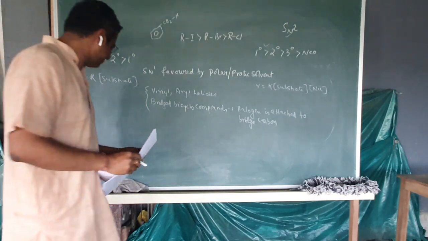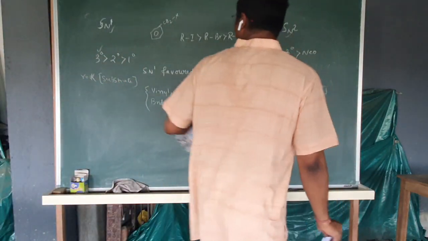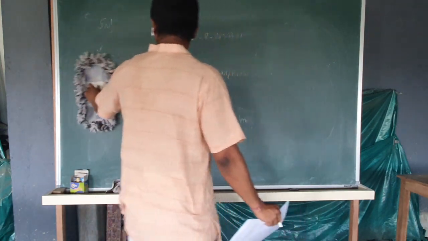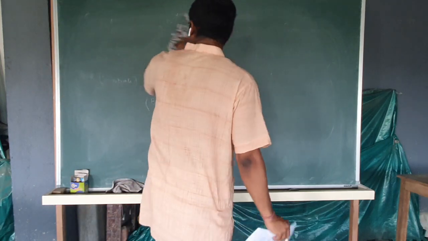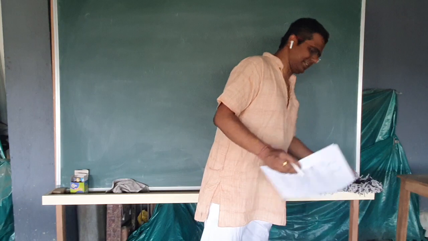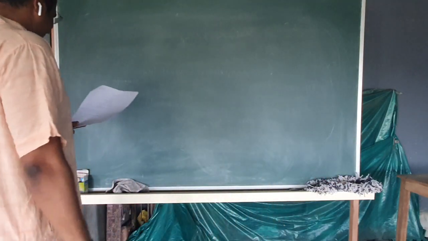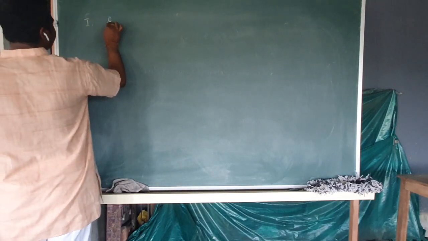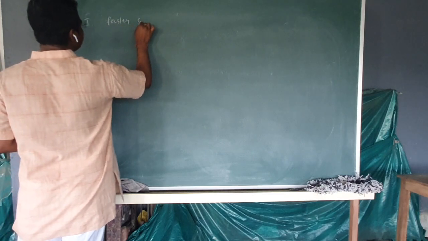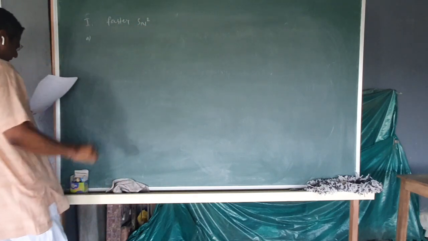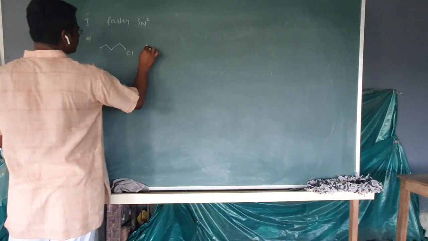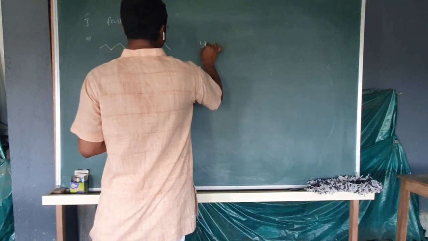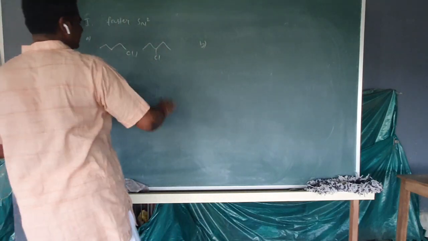Okay? So let's start. I have chosen some problems for you. Basically I have written this so that you get a fair idea of the kind of questions that can be expected from you. Let me go for the first easy ones. You have to identify which of them gives faster SN2 reaction. So option A is given. Option B, but any one of them, either this or this. Okay.